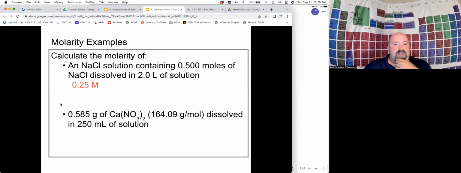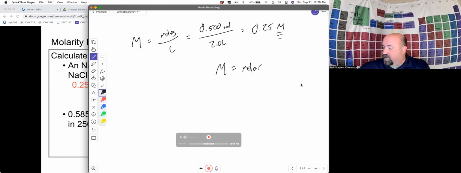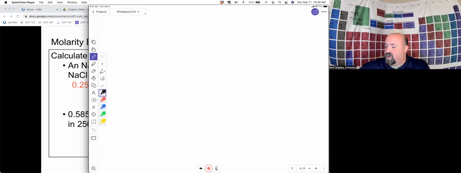Here we have another example, and this is something that would be fairly common. In this example, we have a certain mass of calcium nitrate. We have 0.585 grams of calcium nitrate dissolved in 250 milliliters of solution, and we need to know the molarity of that. Once again, bring yourself back to the actual units of molarity. Molarity equals our moles over our liters.